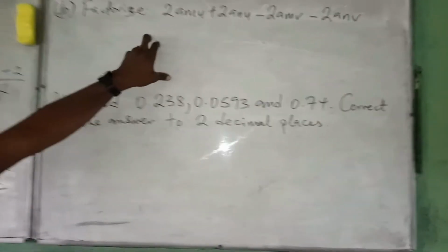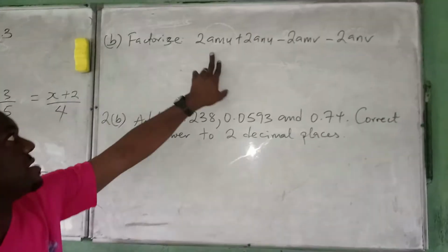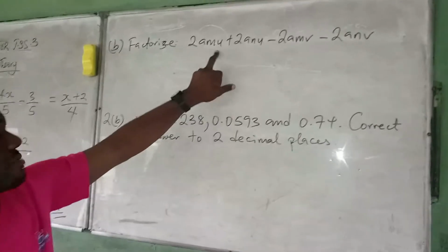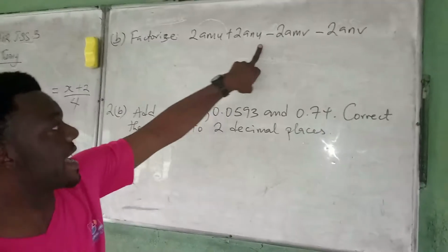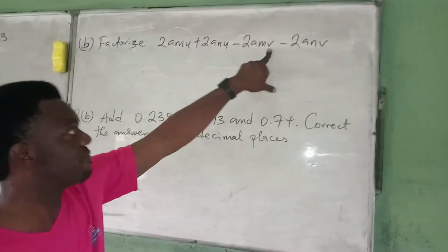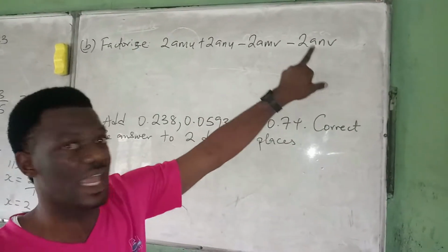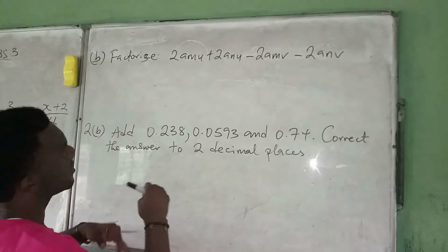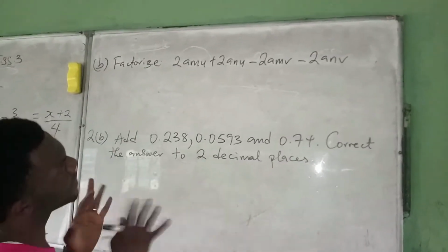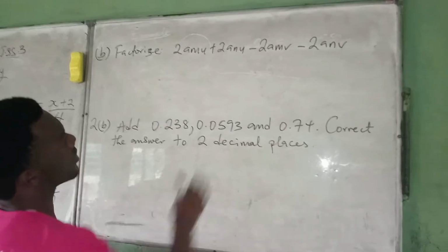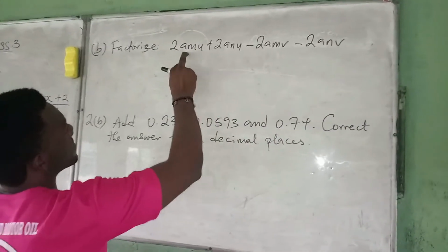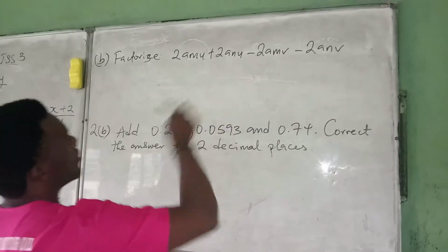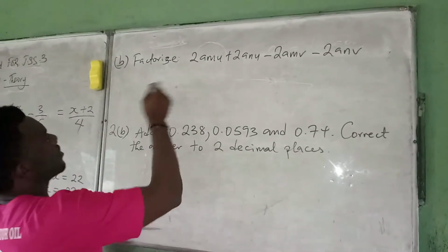1B. Factorization. Factorize 2amu plus 2anu plus 2amv minus 2anv. So in order to factorize this, you look at this. You have to know the like terms. Of course, we have this. I think this could be a like term to this, and this could be a like term to this. So you rearrange them.